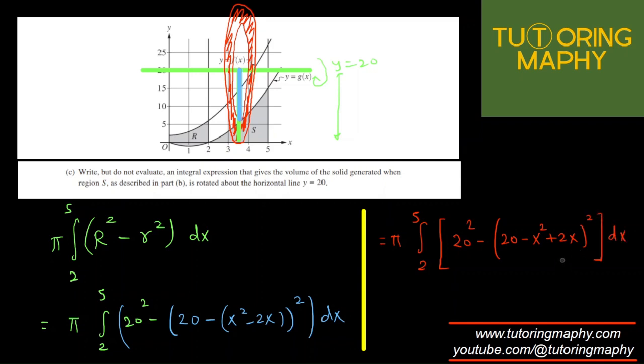So that is the required volume using the washer method of this area rather, about y equal to 20. Right, I hope this makes sense.